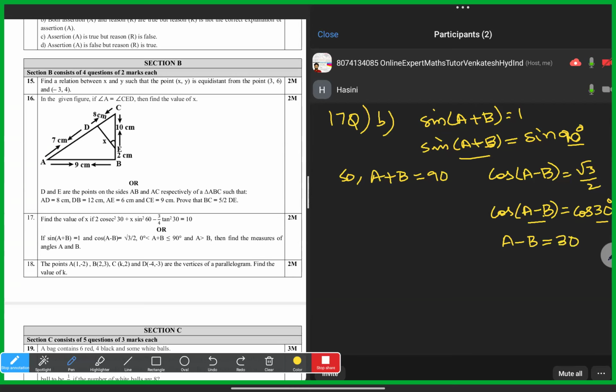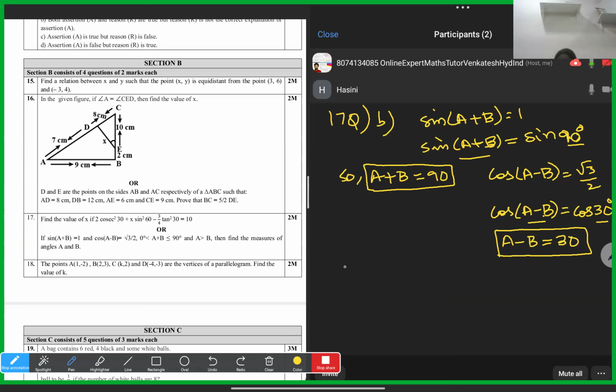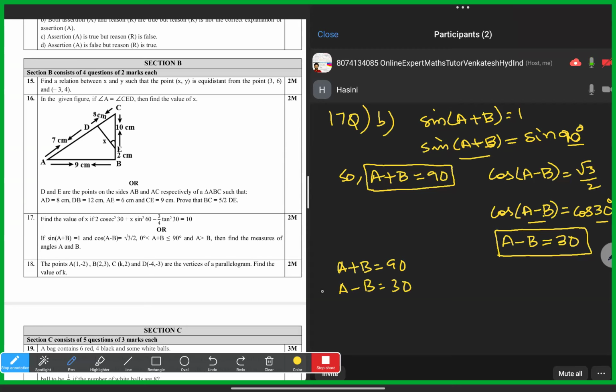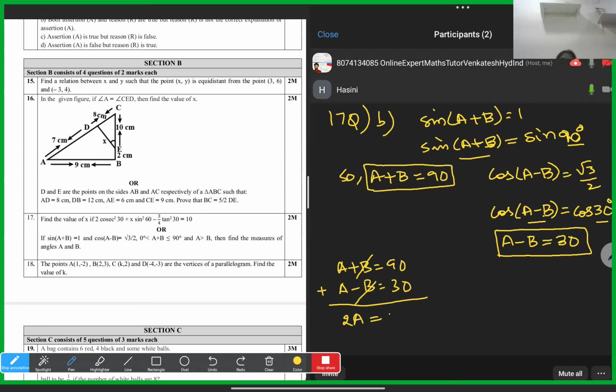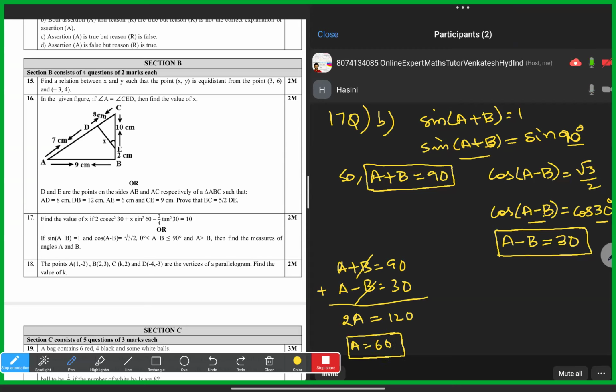Now we have two equations: a plus b is equal to 90 and a minus b is equal to 30. Using the linear equations chapter, we'll solve both the equations. We add them: a plus a is 2a, like x plus x is 2x. 90 plus 30 is 120. So a is equal to 120 by 2, which is 60.